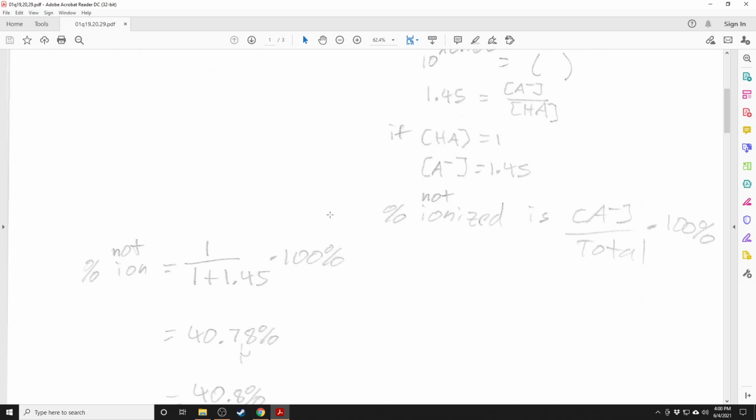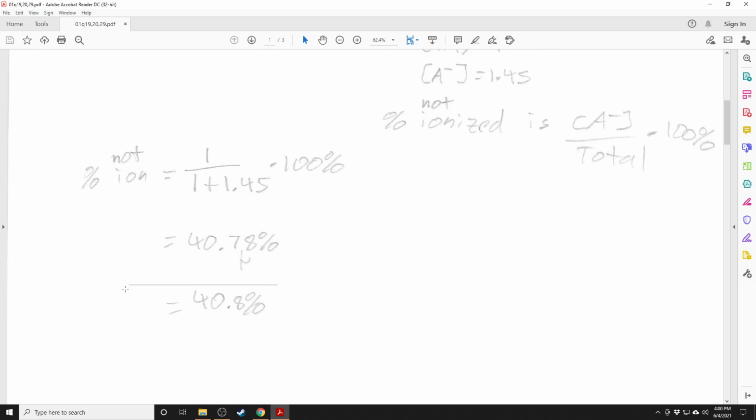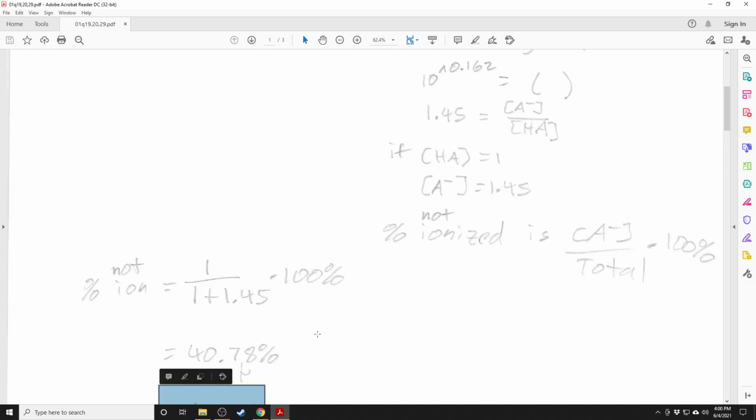All right, so I said my HA was 1, and then the total amount's just these two added together. So it'd be 1 plus 1.45. And then it's percentage, so we have to multiply by 100%. We do that, we get 40.8%. We actually have to round to get the 0.8, but that rounds up to 0.8. It's no problem. And so we find out that the answer in this case is 40.8%.